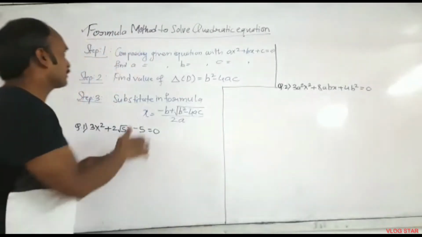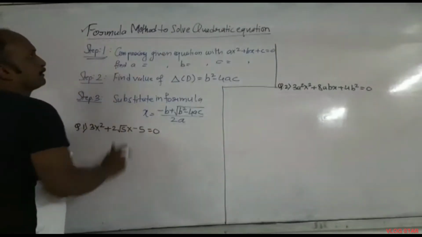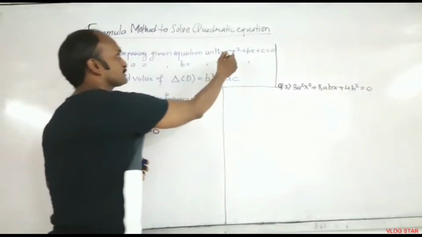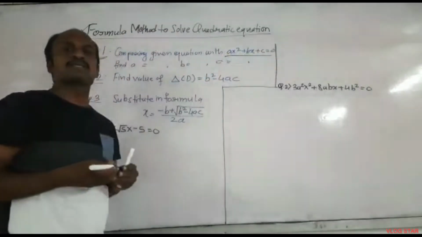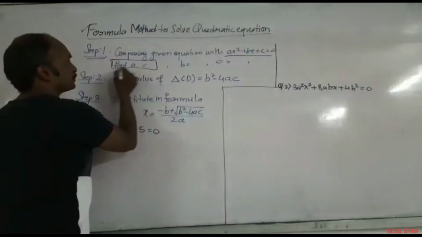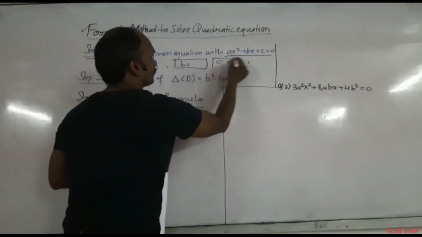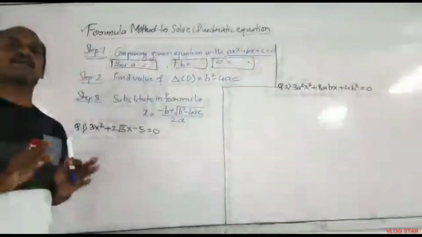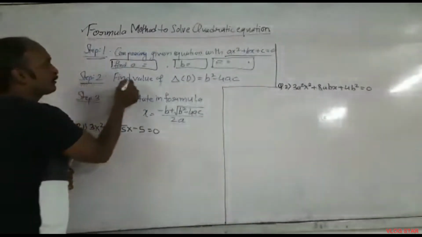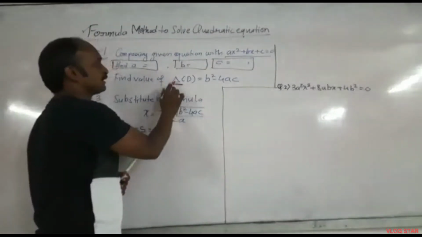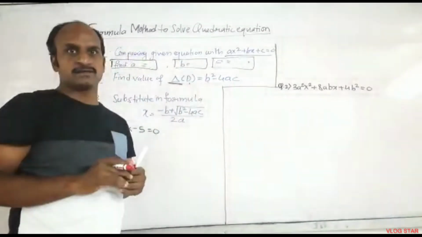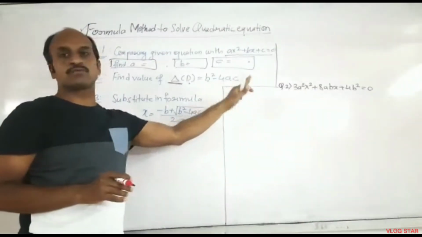This method basically consists of three steps. Step number one is to compare the given quadratic equation with the standard quadratic equation, that is ax square plus bx plus c is equal to 0. After comparing, you will get the value of a, b, and c. After getting these three values, there comes the second step, that is to find out the value of delta. Delta is also called a discriminant, which is equal to b square minus 4ac. So the second step is to find out b square minus 4ac.